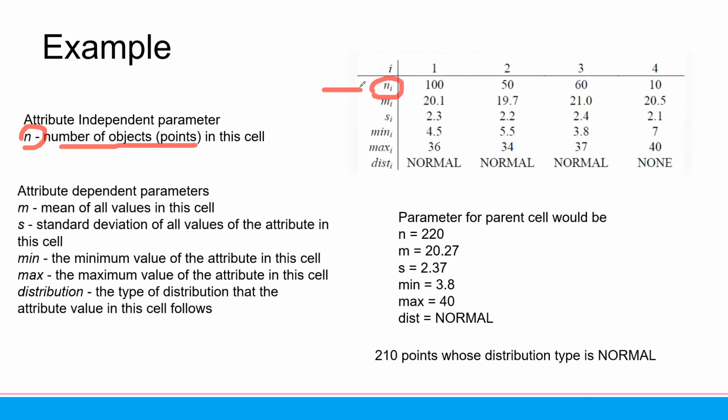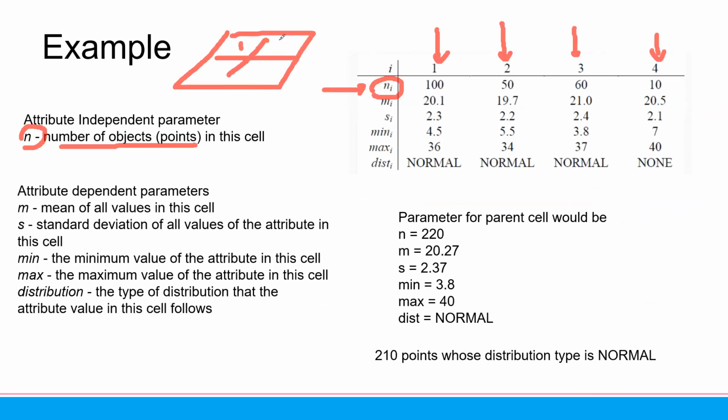So we have cell number 1, cell number 2, cell number 3, and cell number 4. Let's say I have it like this. Cell number 1, we have 100 data. And M, what is M? M is the mean of the values. So among 100 data, the average is 20.